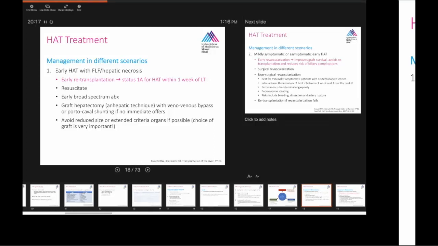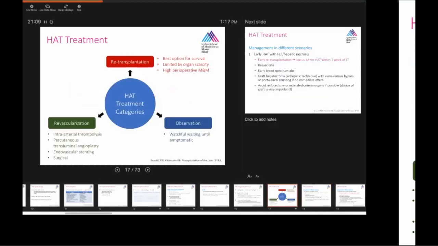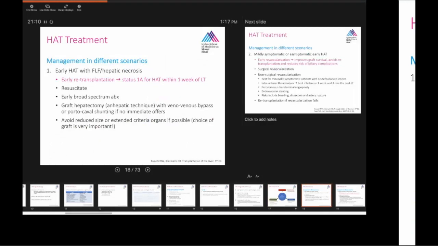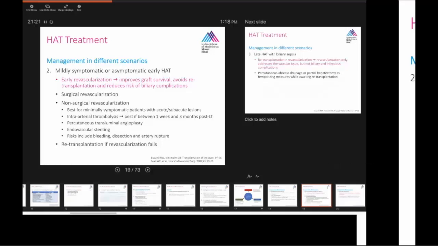Meanwhile, you've got to make sure they're on broad-spectrum antibiotics. You've got to resuscitate them, and occasionally, if there are no immediate offers for organs, it's an option to remove the liver. Just make them anhepatic, because if that liver is necrotic and infected and gangrenous, it's a big problem. Just take it out and then put the patient on bypass. If possible, avoid extended criteria organs. Try to give the patient a healthy organ to offer the best outcomes.